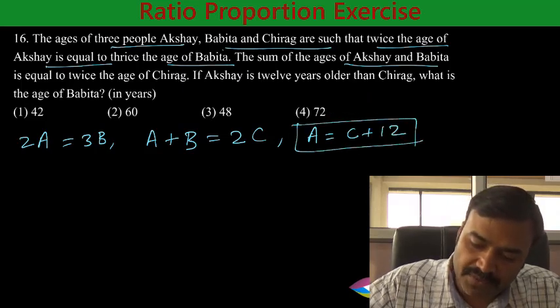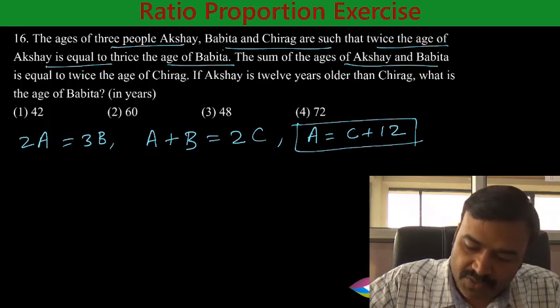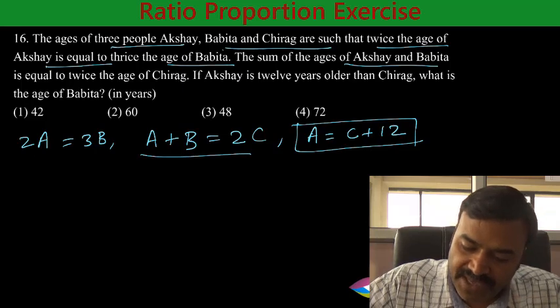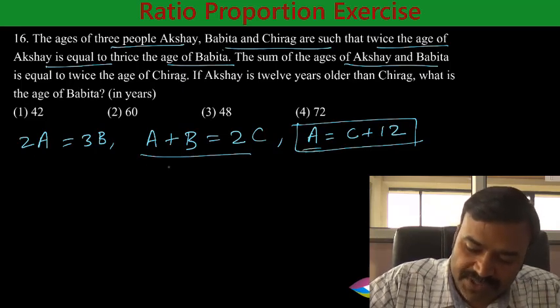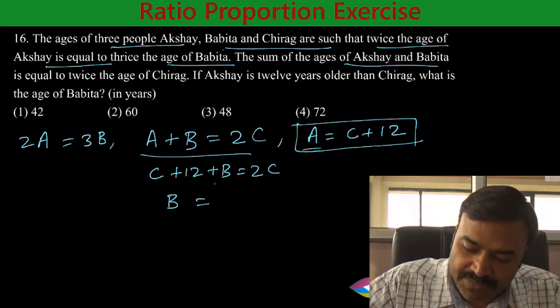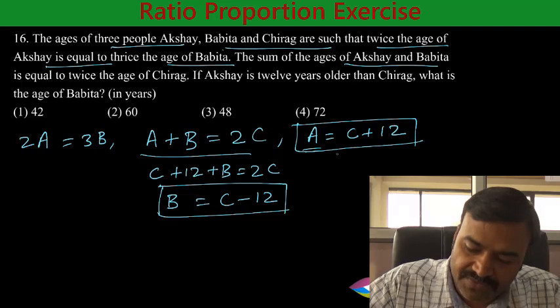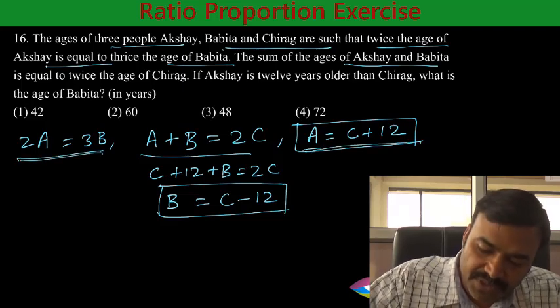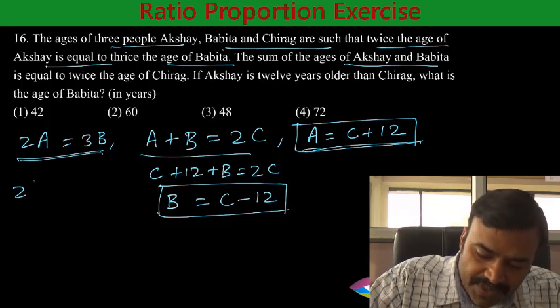Right? Very good. So we can calculate all of them in terms of C. So let's do one thing. From the second one, A plus B equal to 2C, put A equal to C plus 12. So C plus 12 plus B is equal to 2C. So that means B is equal to, C goes to the other side, 2C minus C is C, and 12 goes to the other side, it is minus 12. So we have B equal to C minus 12, A equal to C plus 12. Put it in the first equation. So here we will get 2 into, in place of A, we can put C plus 12, and in place of B, we can put C minus 12.